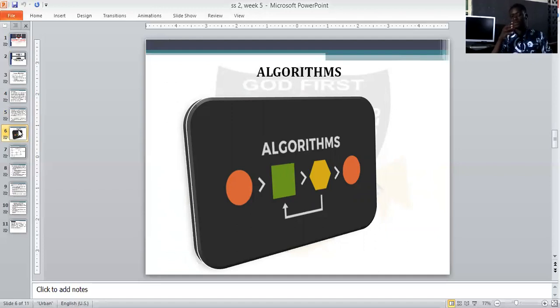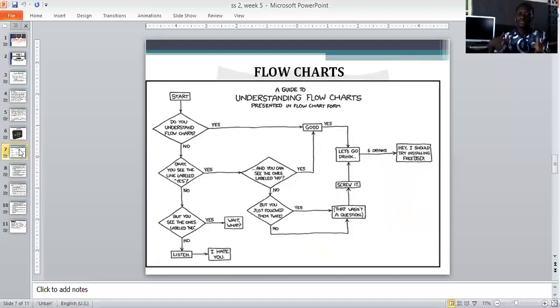You can see the four objects there. You have a circle, you have a rectangle, you have another object at the middle, and you have another object at the rear end there. Now this is an algorithm in the form of a flowchart. Then if you look at this place also, this is also a flowchart.